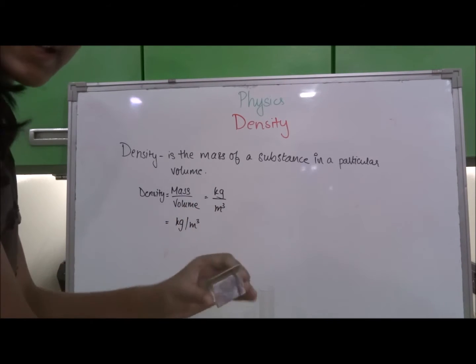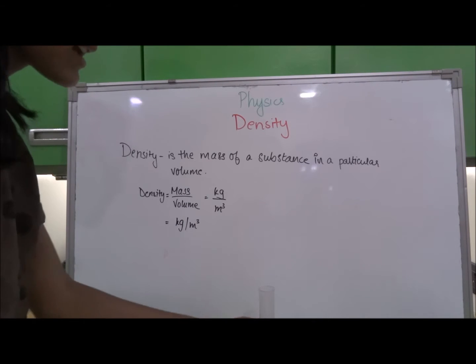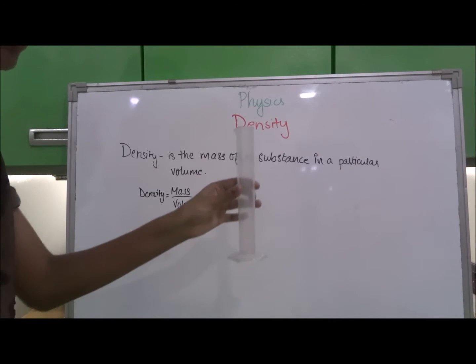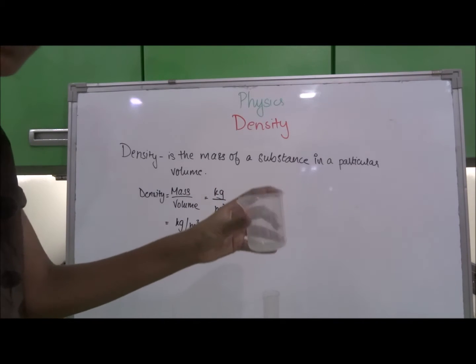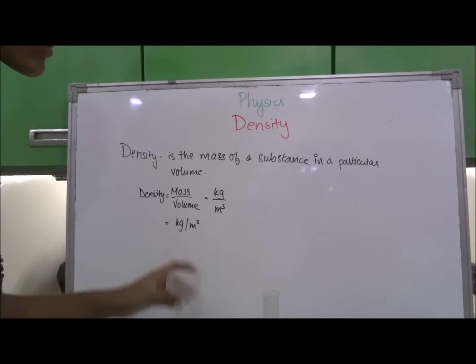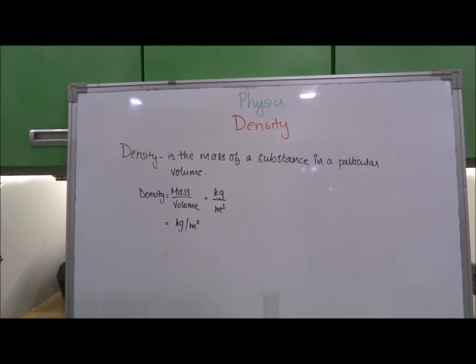So we are going to find the density of both of these substances. I've even got a measuring cylinder and a beaker. So using these two we are going to find the density of these glass objects.